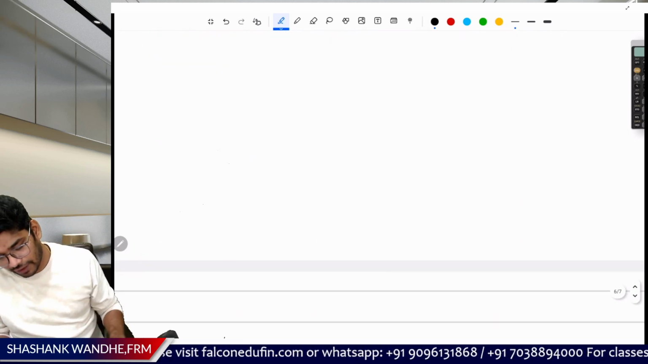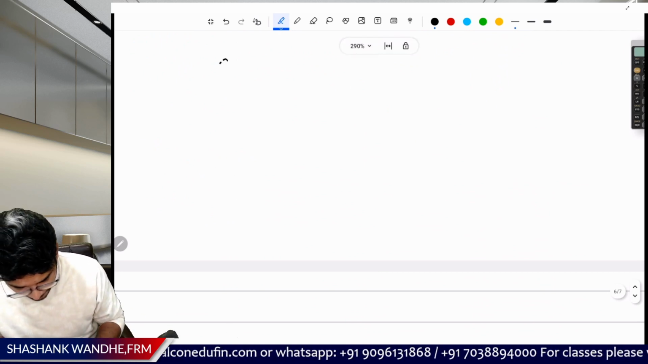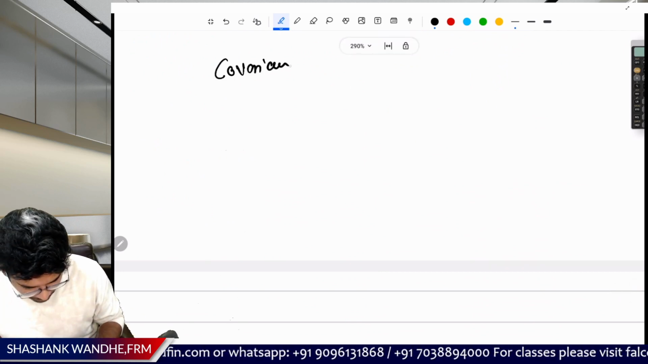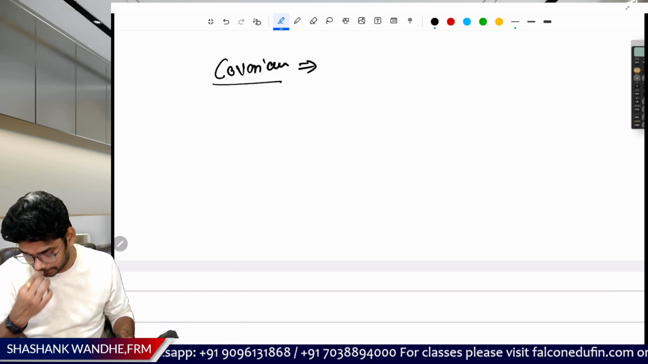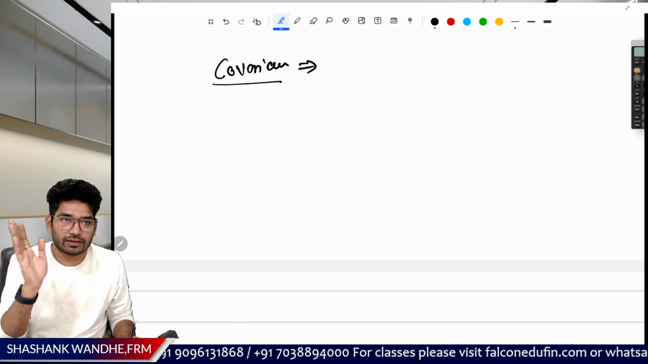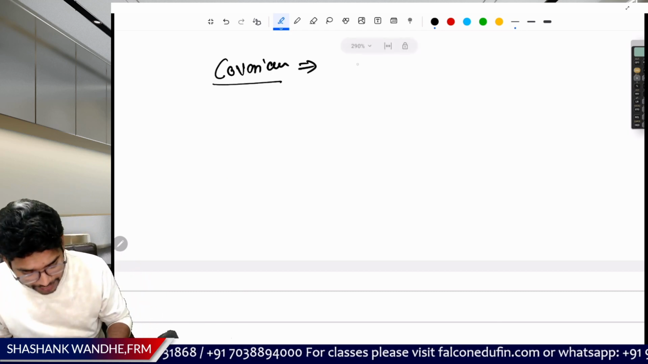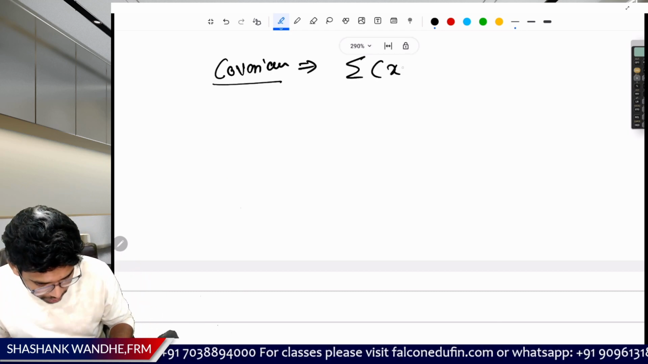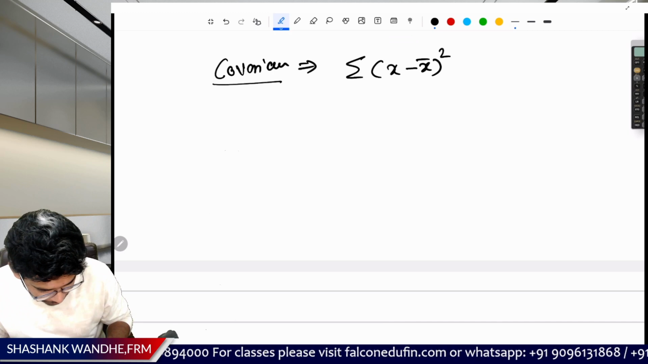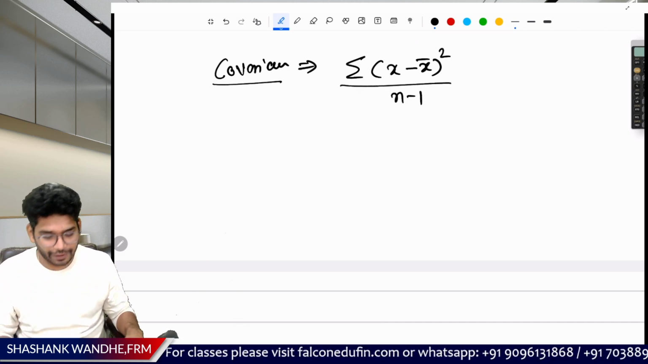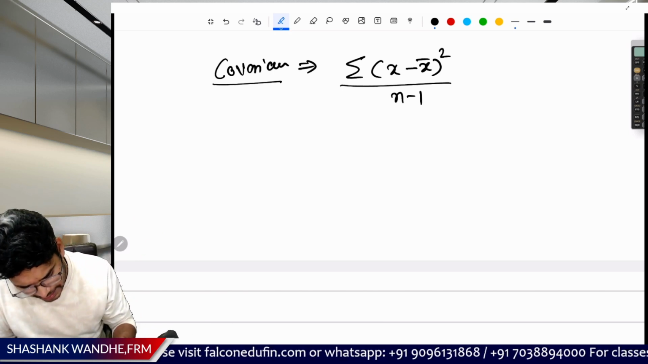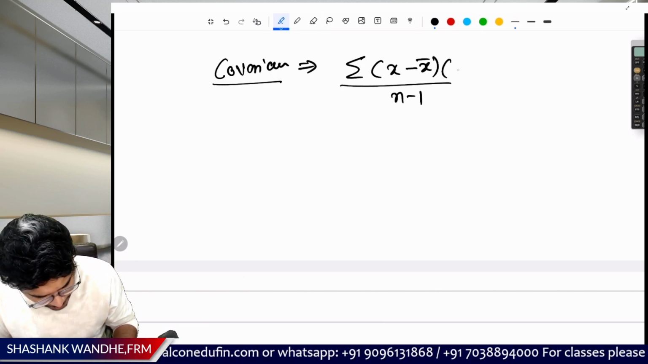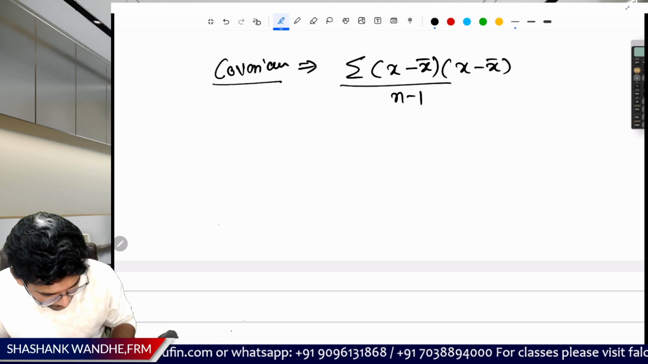Then we have the concept of covariance. We discussed variance, now the covariance. Now the covariance is very simple. In variance, if I break down the formula of variance, I will write the formula like so. Just first the normal formula. If I break down this formula, instead of writing x minus x bar square, I can write it as x minus x bar and x minus x bar again like this.